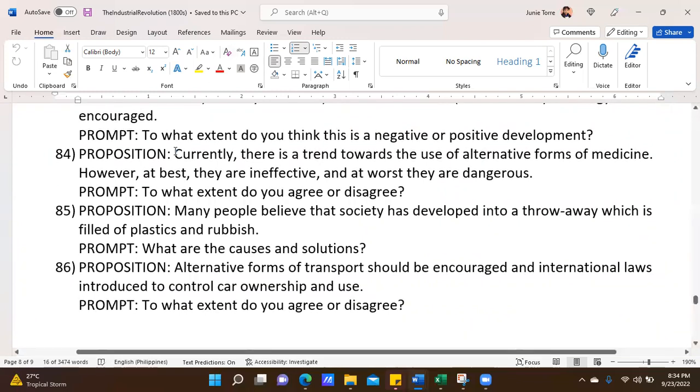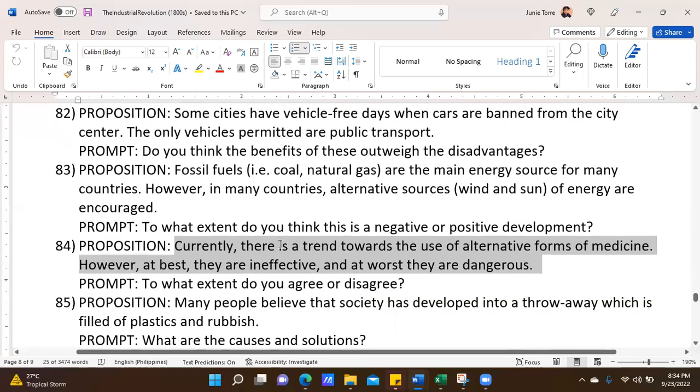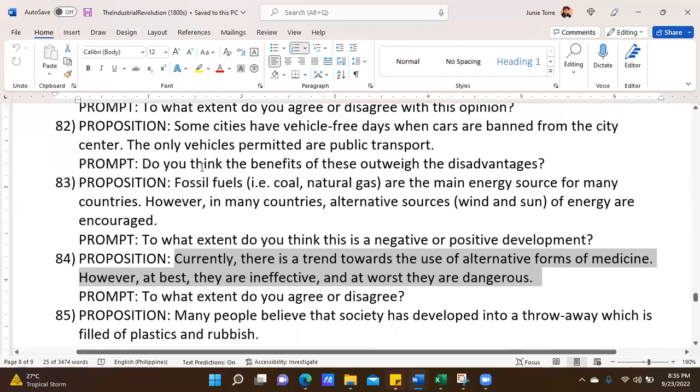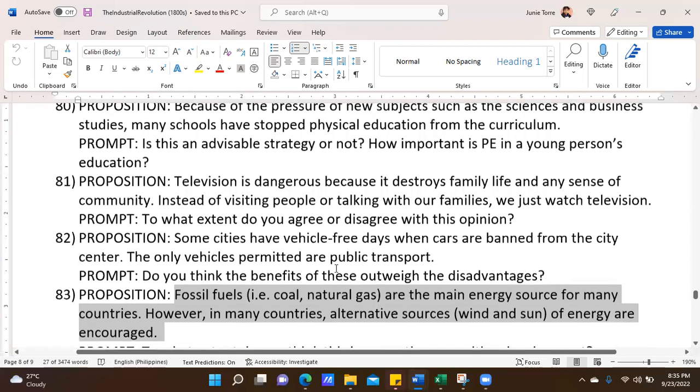Currently, there's a trend towards alternative use of medicine, alternative forms of medicines. However, at best, they are ineffective and at worst, they are dangerous. Fossil fuels are the main source of energy for many countries. However, in many countries, alternative sources of energy are encouraged. To what extent do you think this is a negative or positive development?